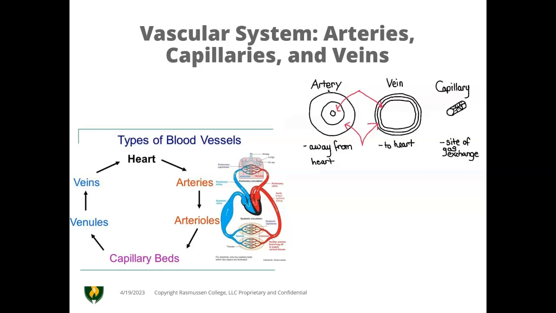So the second type is a capillary. These are microscopic vessels that join the arterial system with the venous system. Even though they are the smallest, capillaries have the most important role or function.